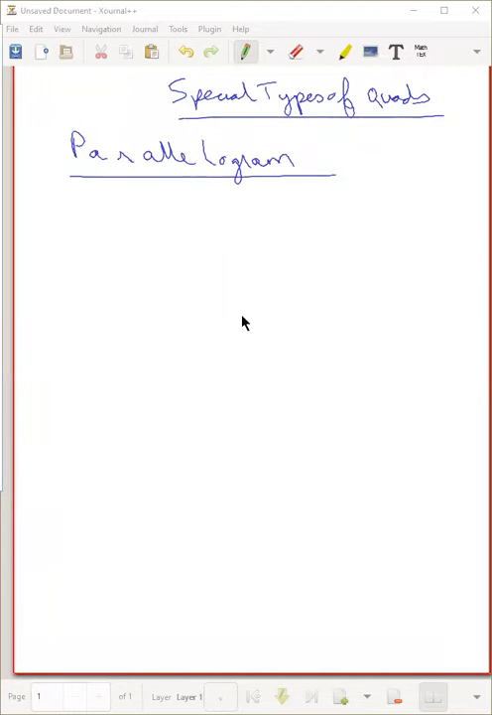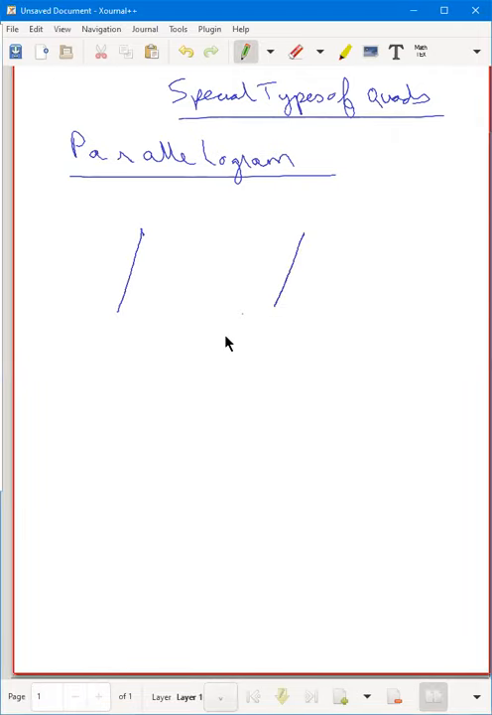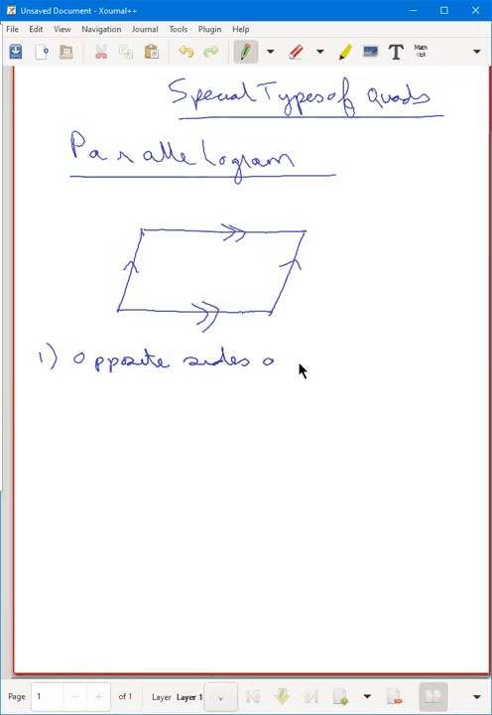So if we make a parallelogram, we'll have the opposite sides. So these are all special types of quadrilaterals. So the first side is parallel. Okay. And then the other side also is parallel to each other. So that's the first property of a parallelogram. So the first property is opposite sides are parallel.